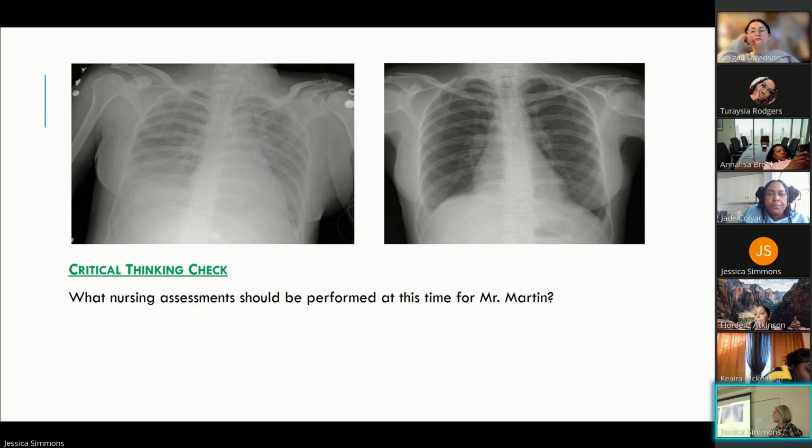So which nursing assessment should be performed at this time? What do we need? We already have vital signs, I think. ABGs. We need an ABG. They didn't really say what he looked like when he got to the clinic. So actually, we didn't get vital signs. We got vital signs the first day. So we need vitals, right? We need an SpO2. We need an ABG. We have a chest X-ray.